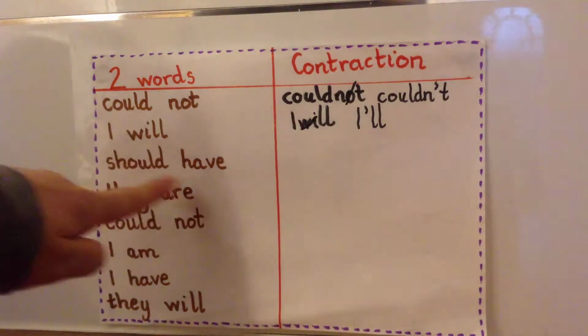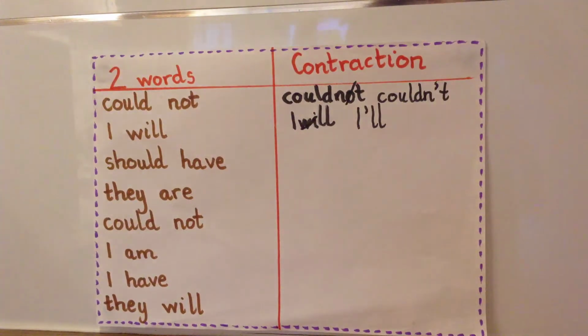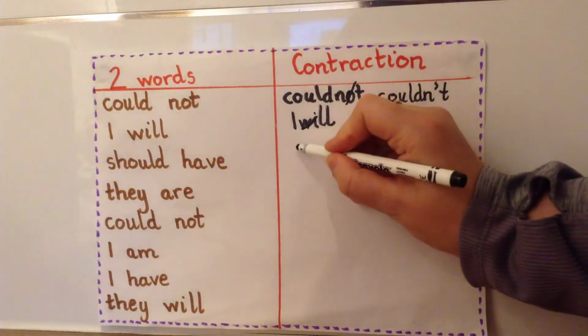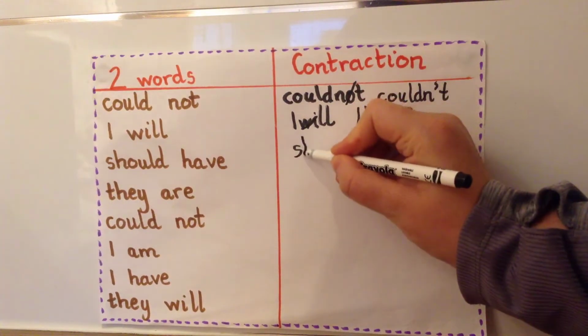The third one, should have. Alright. I should have brought my pencil to school. So should have becomes should've. So first thing we do, join them together.